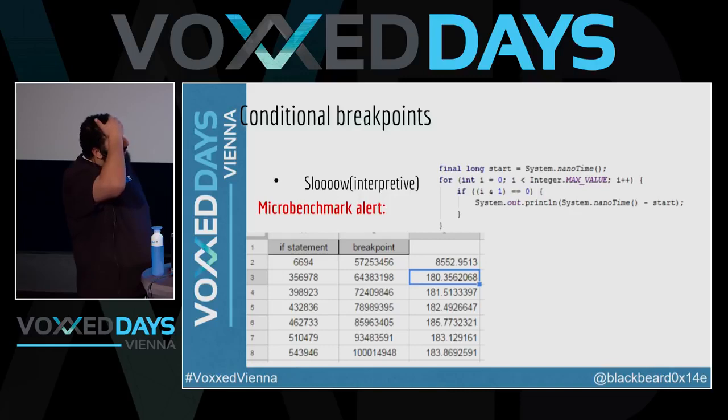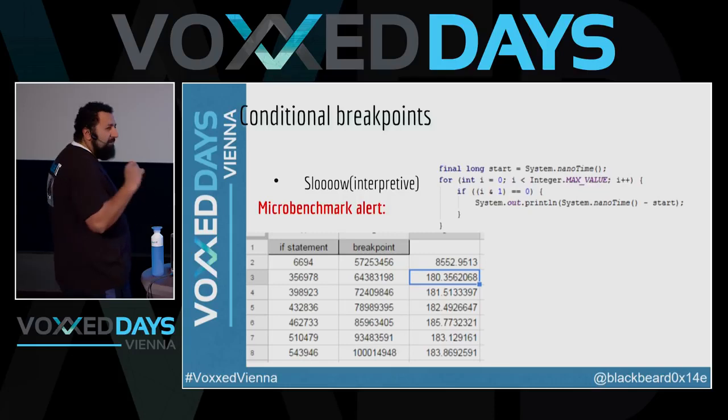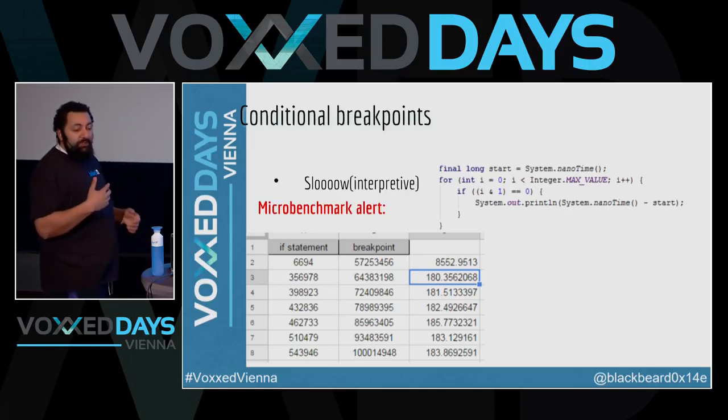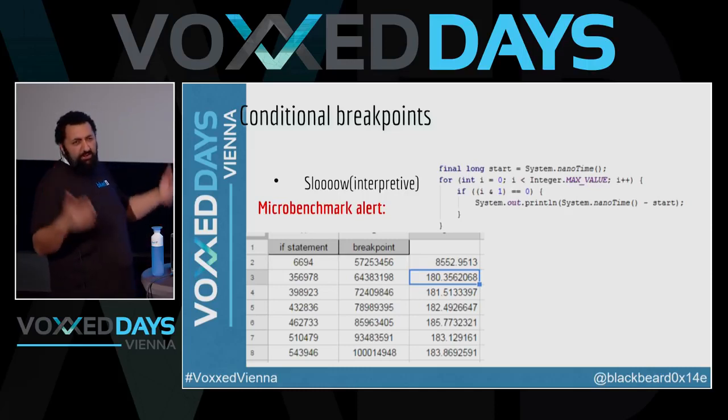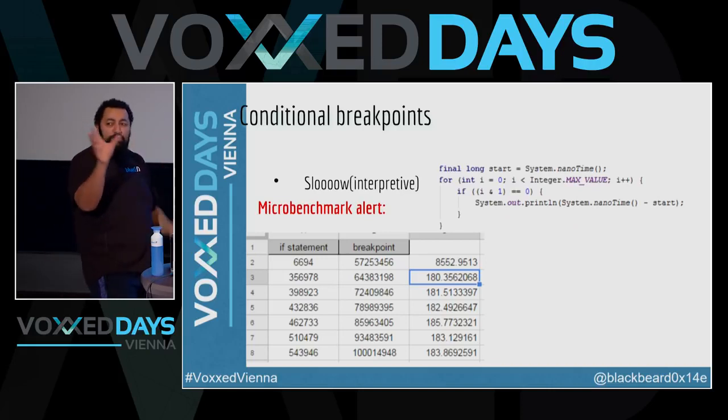So conditional breakpoints are also pretty cool in Java. Most programming languages have them, except in Java they're very, very slow. I didn't know this myself. I only discovered it when I was doing the game. Usually you don't go over breakpoints a lot in your application. A conditional breakpoint is when you set a breakpoint and you set the condition within the breakpoint itself.